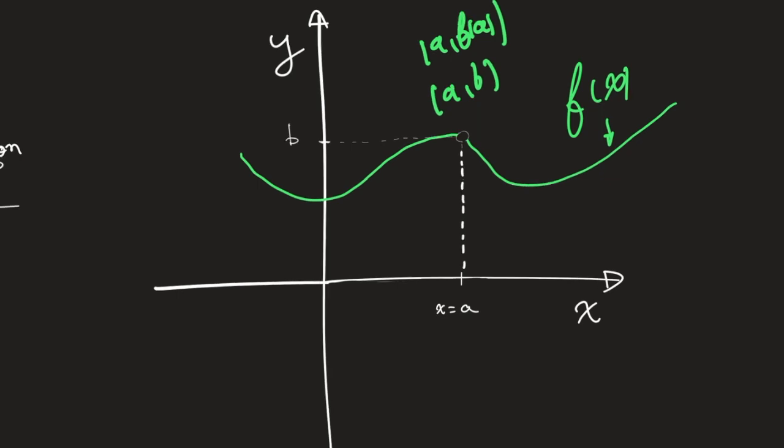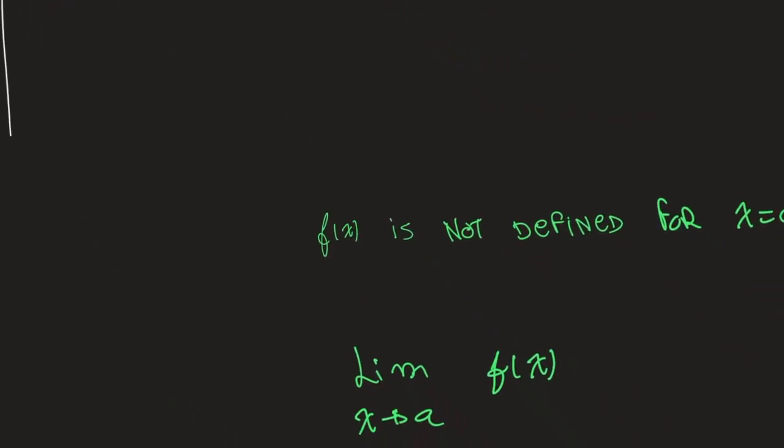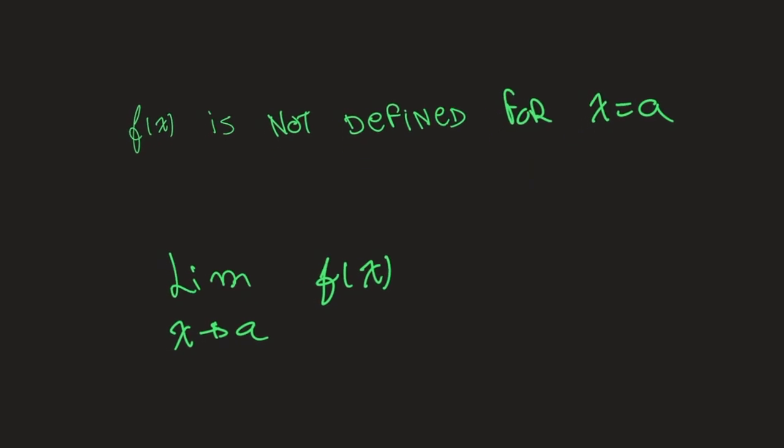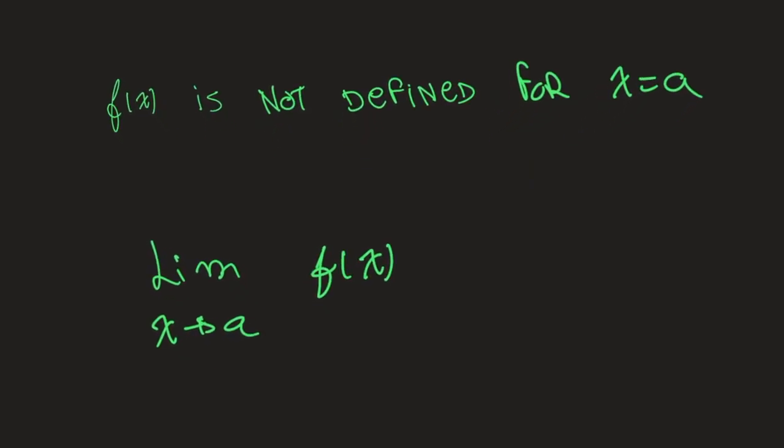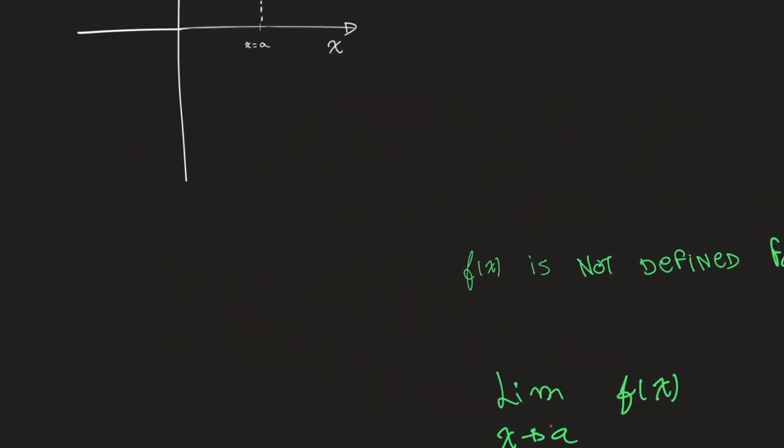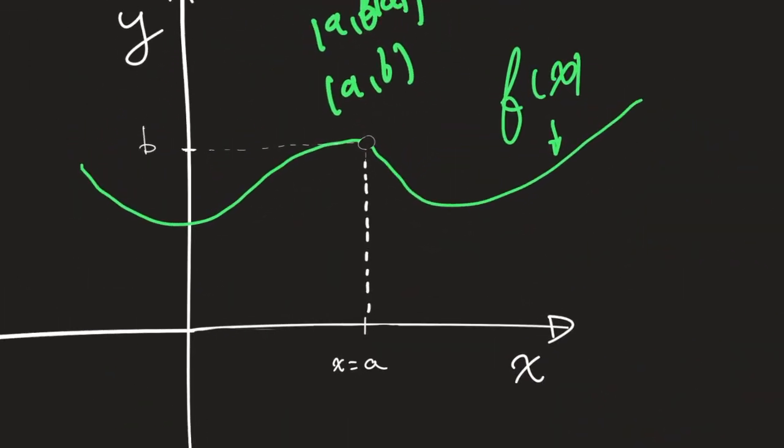Now, even though the function is not defined for when x equals a, could we still calculate the limit of the function when x is approaching a? Looking back here at the graph, you may notice that there are two possible ways in which x can approach the value of a.